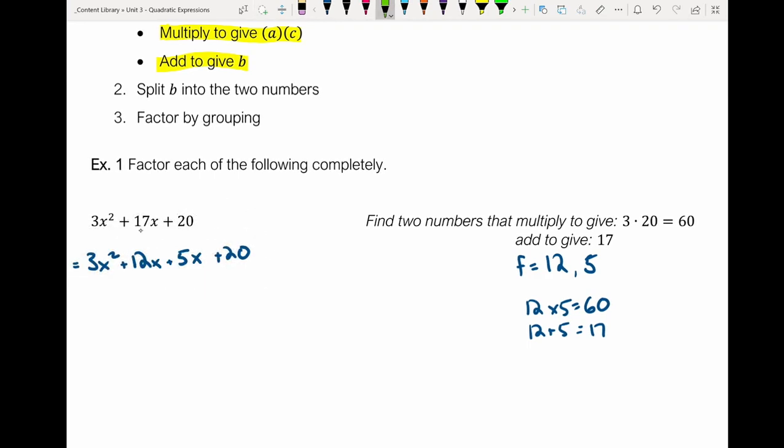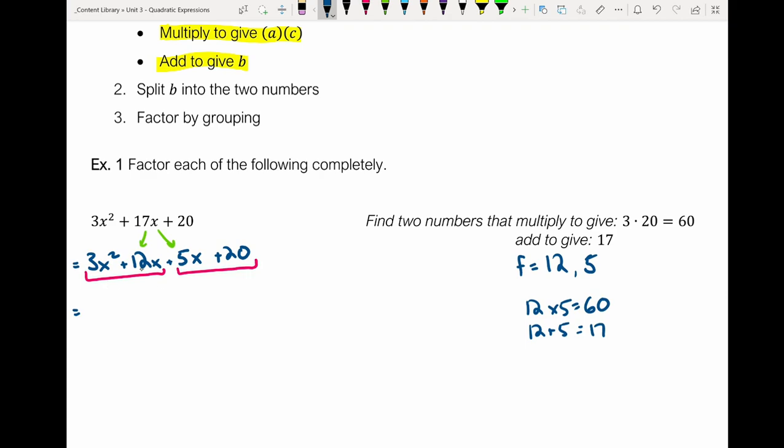So this 17x has been split up, or decomposed, into two different terms. This still works because I'm just breaking it down into two numbers. I could collect like terms and get it back to 17x, so it's okay to do this. Now what I need to do is factor by grouping. Factor by grouping is where I look at my two pairs and see if there is something I can factor out of those two terms.